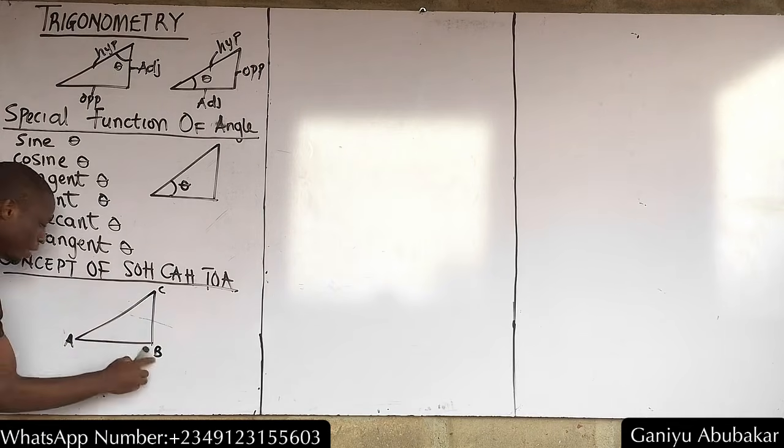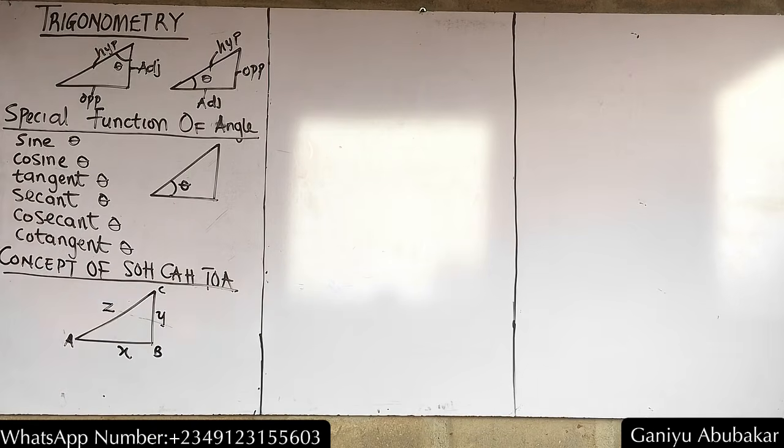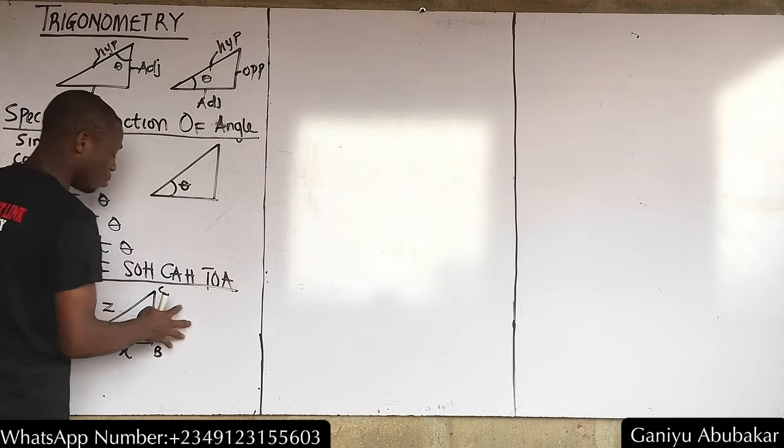Distance between A, B, let me call it X. Let me call it Y. Let me call it Z. I'm considering the angle to be here as angle alpha. Let me not use theta. Let me use alpha in this case. So I'm given this diagram here, a right angle triangle.